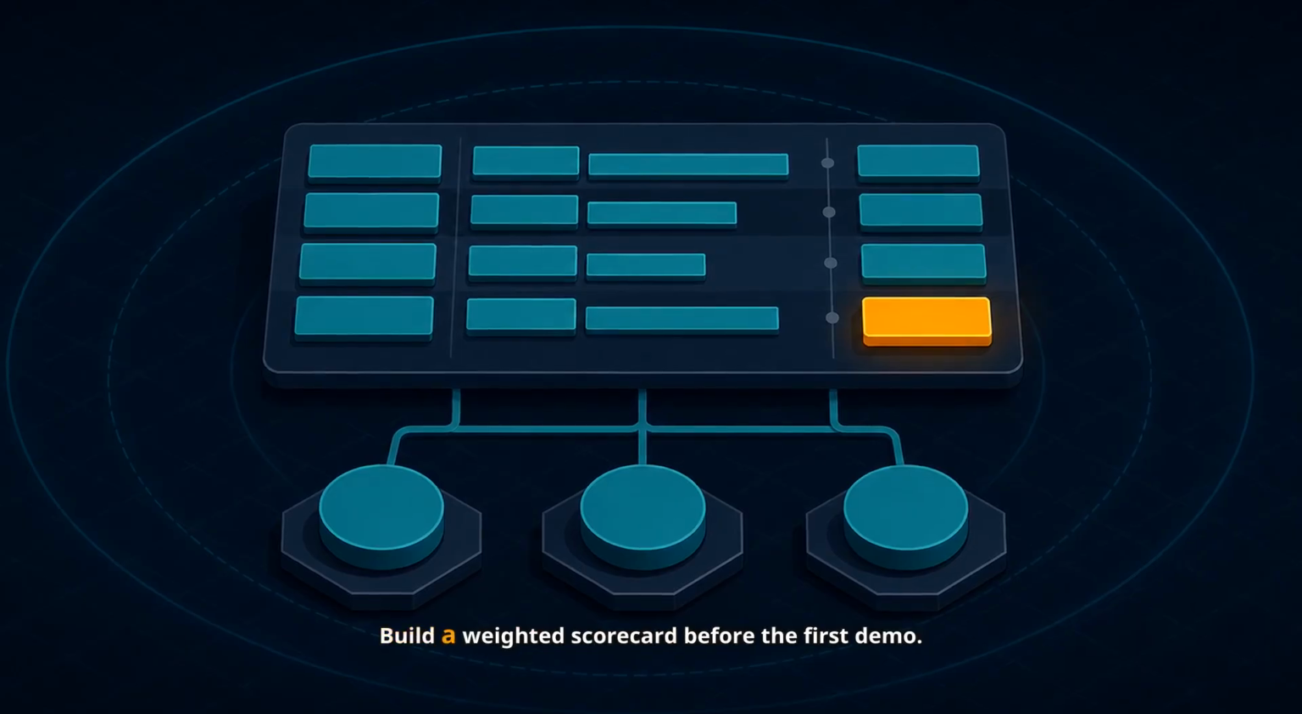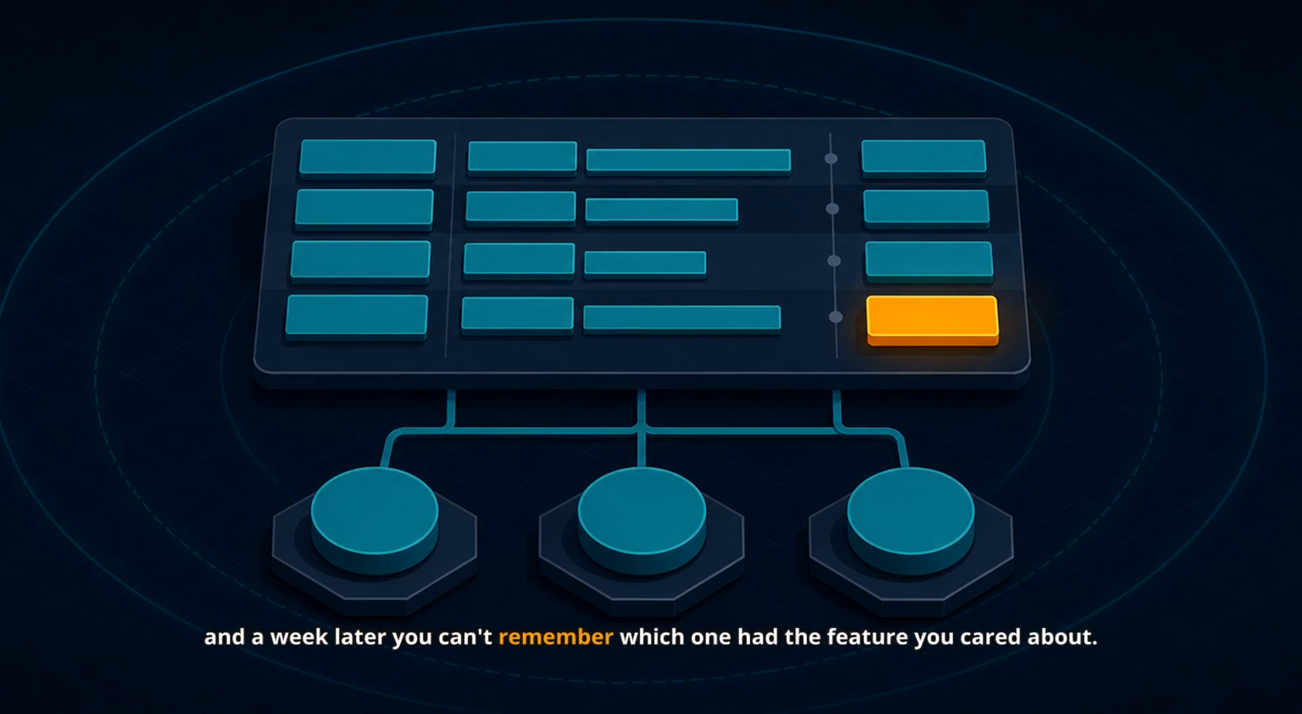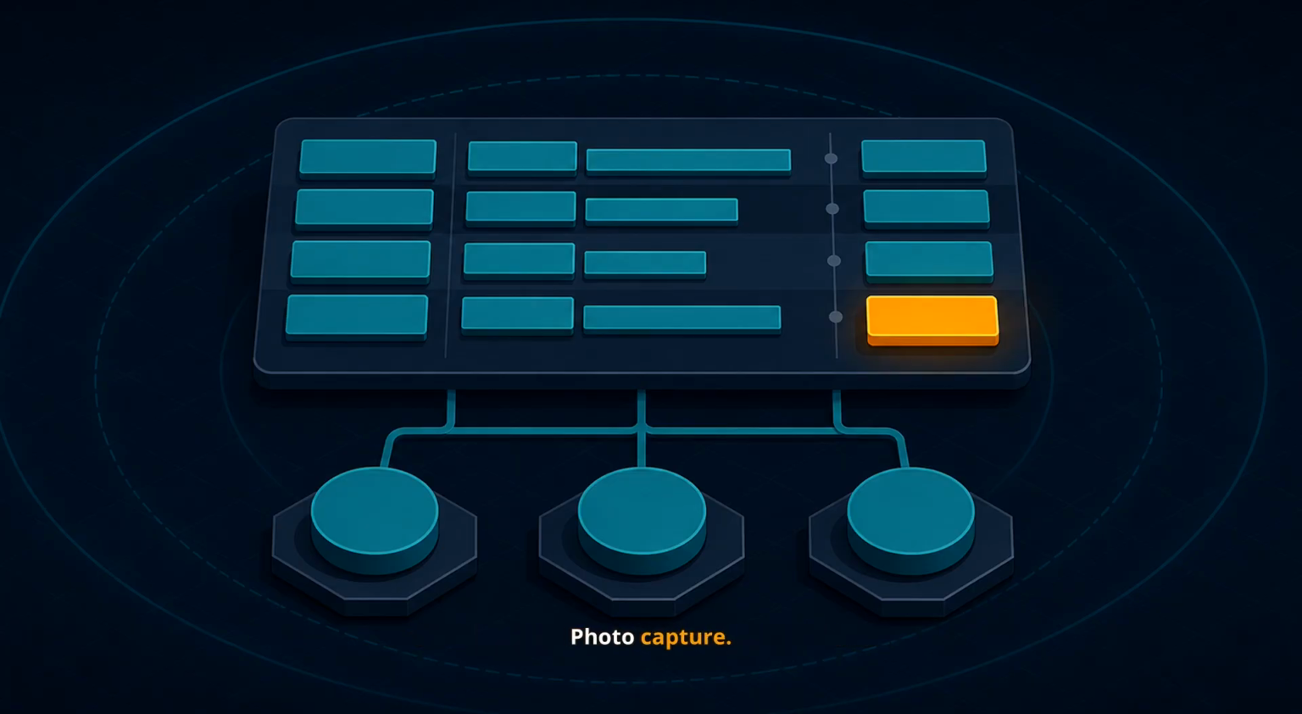Step 2. Build a weighted scorecard before the first demo. 3 vendors, 3 slick presentations, and a week later you can't remember which one had the feature you cared about. A scorecard fixes that. Weight the categories by what matters to your shop, then score every vendor on the same sheet. Photo capture, measurement, line item control, who can change a rate or a waste factor. Production handoff. Integrations. Data export. Score each to 5, multiply by the weight, total it. The number isn't gospel, it just makes the trade-offs visible.